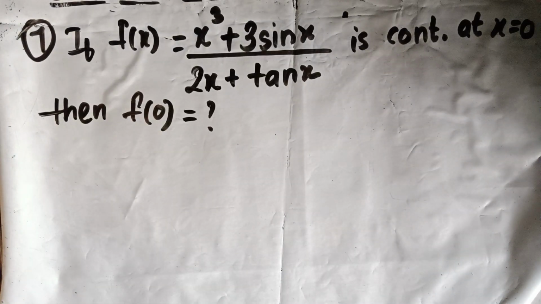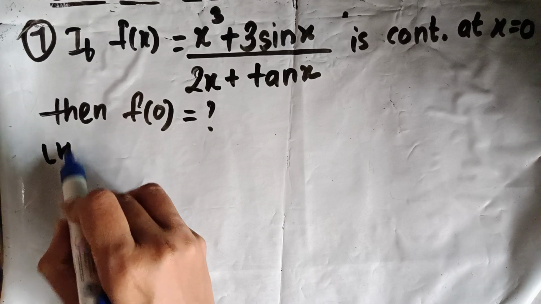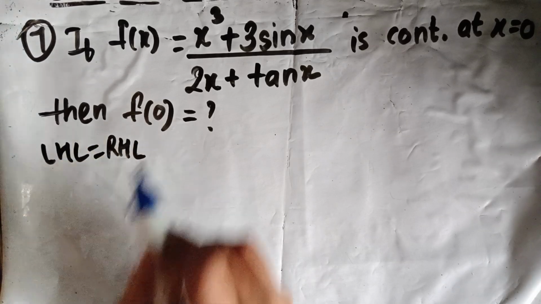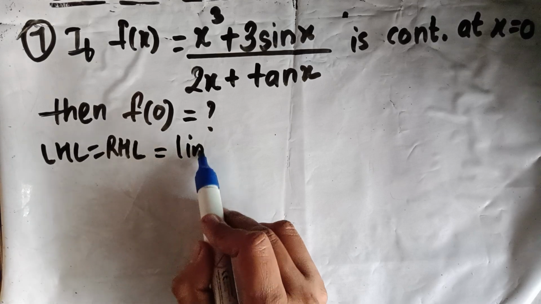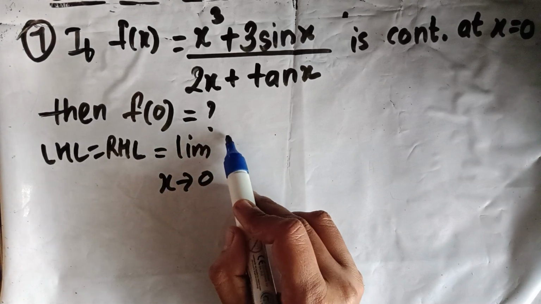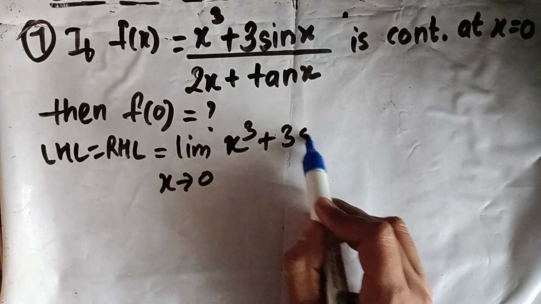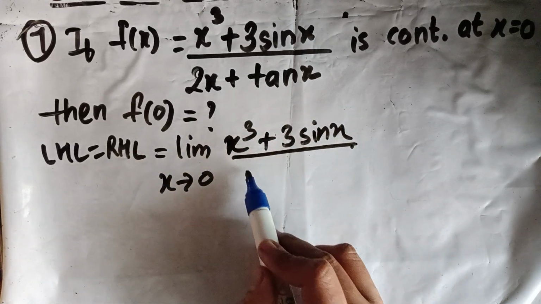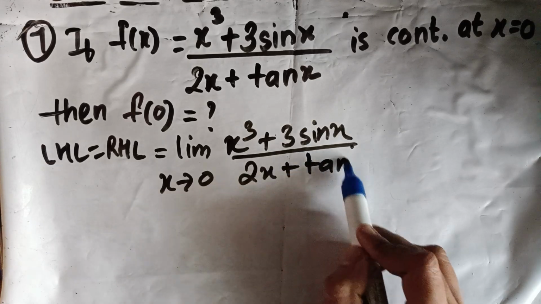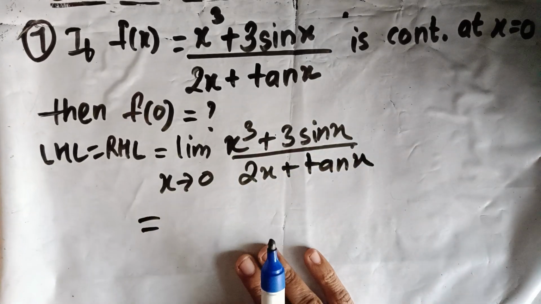Next question, if f of x is equal to (x cube plus 3 sin x) upon (2x plus 10x), it is given continuous at x equal to 0. Continuous means what? Left hand limit is equal to right hand limit, right? So you have to find f of 0. So if your left hand limit is equal to right hand limit, okay, then I can write this limit as x tends to 0, f of x, that is (x cube plus 3 sin x) upon (2x plus 10x).